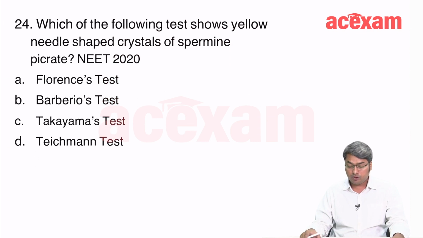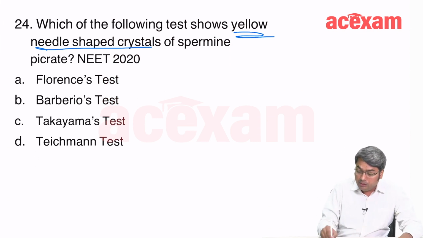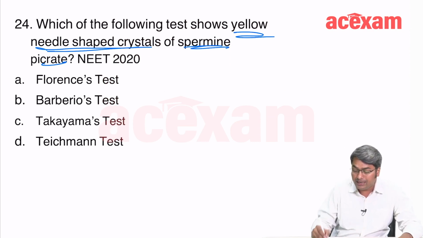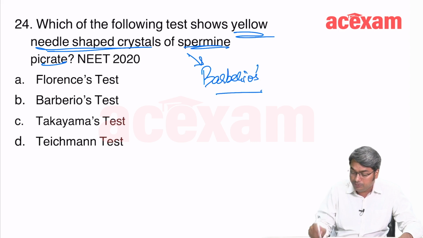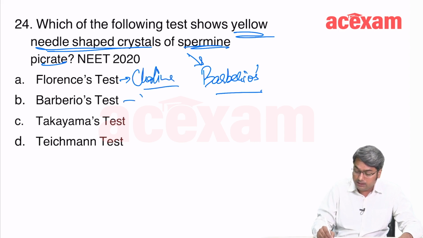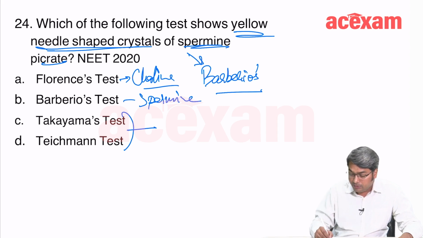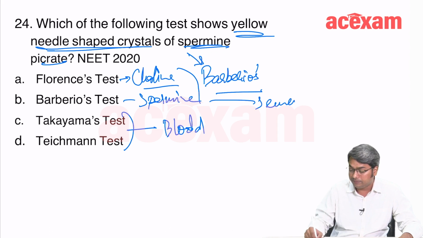Which of the following tests show yellow needle shaped crystals? Yellow needle shaped crystals of spermine picrate can be seen when we do Barberio's test. Barberio's test shows typical spermine picrate yellow crystals. In Florence's test, we can see choline. This is spermine. And Takayama and Teichmann, these are tests for blood, while these are tests for semen.